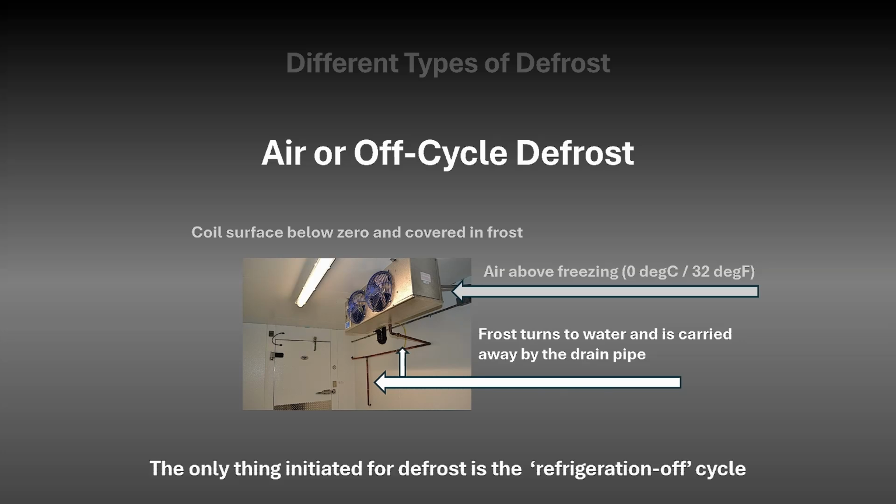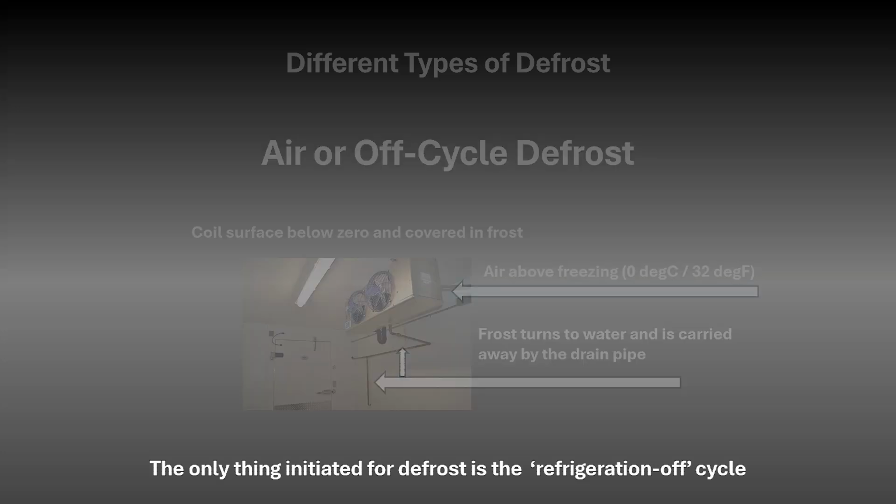Okay? The only thing, now watch this, the only thing initiated for defrost is the refrigeration off cycle. This is in an air or off-cycle defrost scenario. All we do is interrupt the refrigeration cycle and allow the air, warmer than the temperature of the frost, to melt the frost into water. Okay, the only thing initiated is the turning off of the refrigeration.